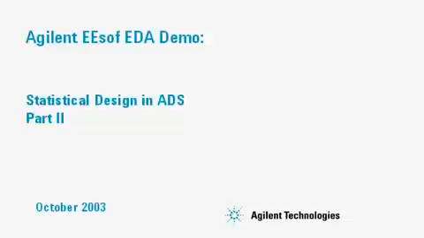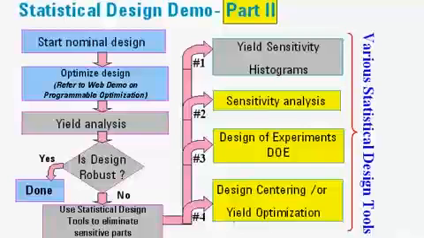This is the second part of a two-part demo on statistical design in ADS. I'm assuming here that you have already seen part 1. As discussed in part 1, this is our statistical design process. In this part of the demo, I will use other statistical tools such as sensitivity analysis and design of experiments to help me troubleshoot my design and make it robust prior to going into manufacturing.